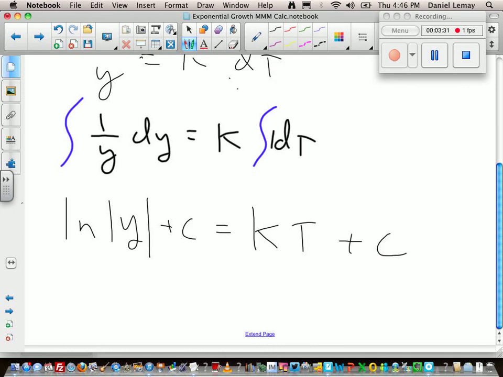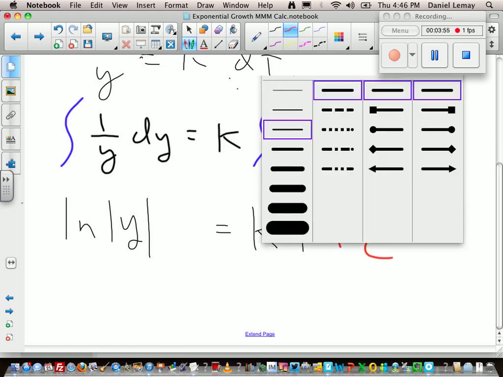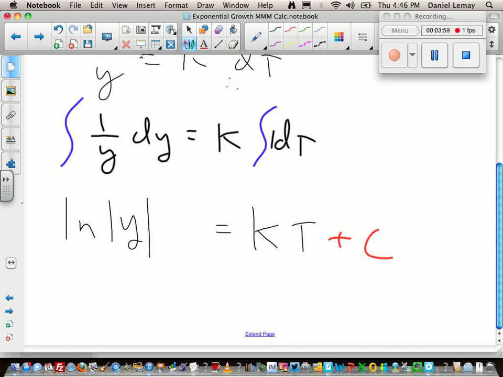Now, I've got this c over here, and I've got this c over here, and they aren't necessarily the same number. If I were to subtract both c's from both sides, this is still going to be some constant, right? It might be 0, but it could be something else. So when we're doing these things, all we worry about is putting the c over here and call that good enough.